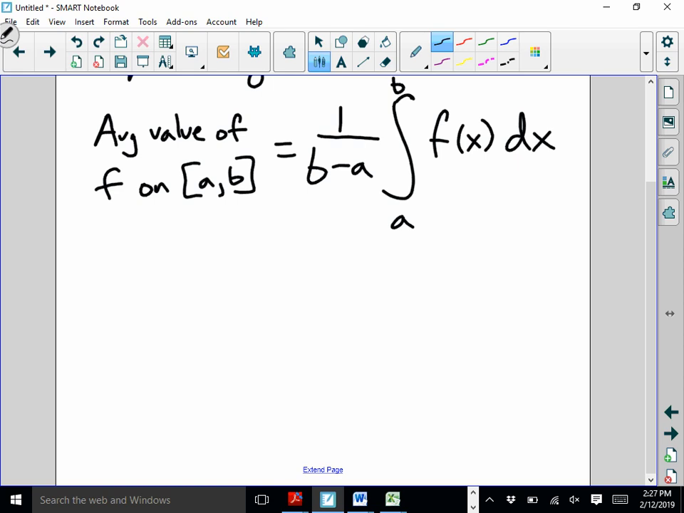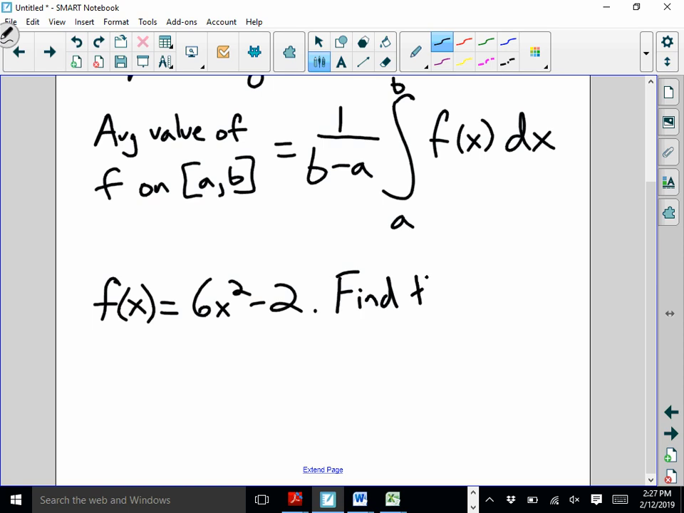Okay, so if I tell you that f of x equals 6x squared minus 2, I'd say find the average value of f on the interval from 1 to 3.